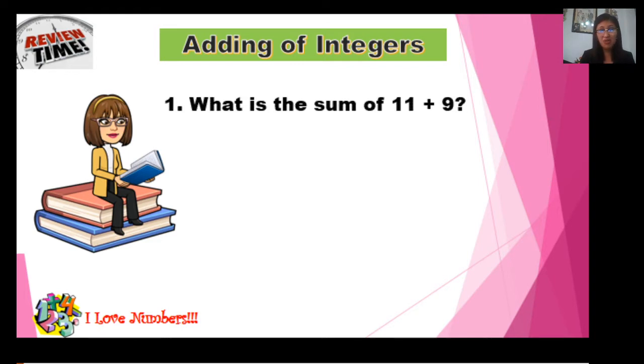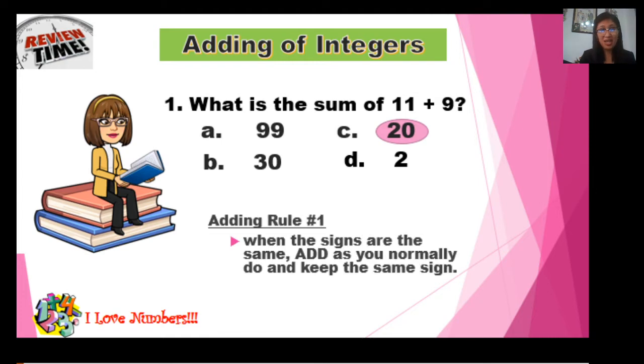What is the sum of 11 plus 9? Remember the rules in adding integers with like signs. Is it A 99, B 30, C 20, or D 2? What is 11 plus 9? The sum is 20. Very good. Remember that when the signs are the same, add as you normally do and keep the same sign.